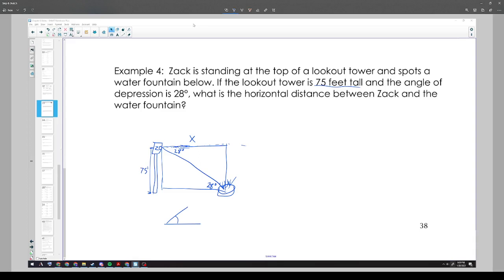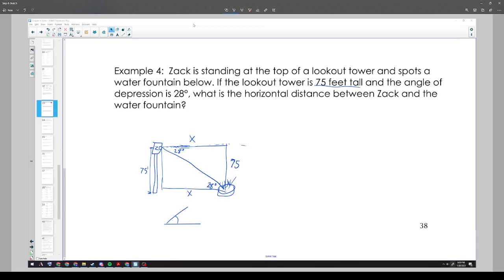If we said someone in the fountain was looking up at him, that would still be the adjacent side of this 28. So these two triangles, the depression triangle and the elevation triangle, are always congruent. They're the exact same triangle, just rotated 180 degrees. Okay, so we have 75 is the height of our triangle. We have 28 degrees, and we have x.